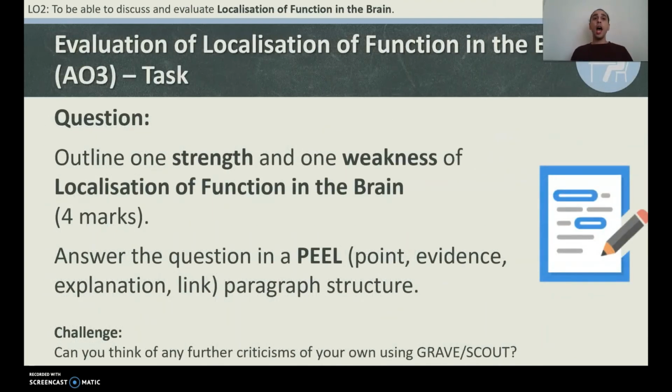Here's a question. Outline one strength and one weakness of localization of function in the brain. 4 marks, right? Answer the question in a PEEL paragraph structure, right? Give your point, evidence, explain it, and then link it back to the question. Point, evidence, explanation, link. PEEL paragraph structure. As a challenge, can you think of any further criticisms of your own using the GRAVE and SCOUT technique?